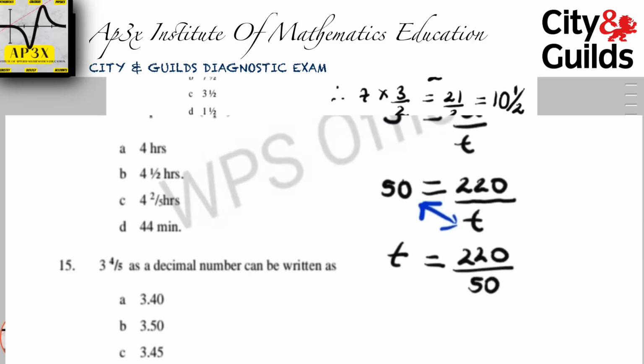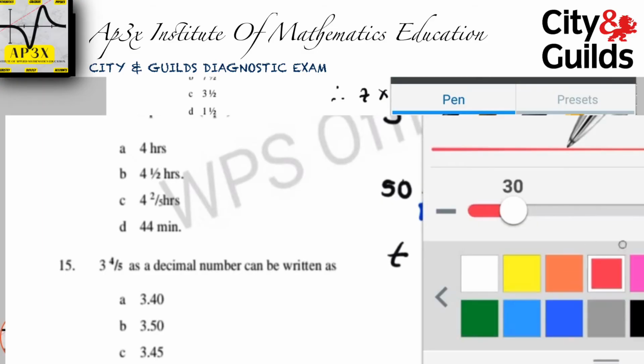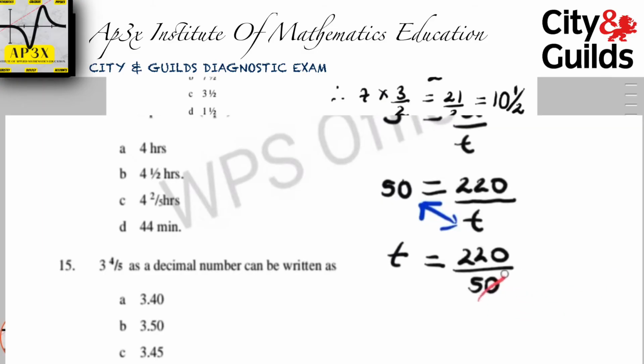All right, and so of course we can go ahead and cancel. We can cancel the 0 with the 0 here, and 5 goes into 22. Let's see, 5 plus 5 is 10, plus 5 is 15, plus 5 is 20. So it goes 4 times, with a remainder of 2 over 5. So already we know that the answer is C here, 4 2/5 of an hour.